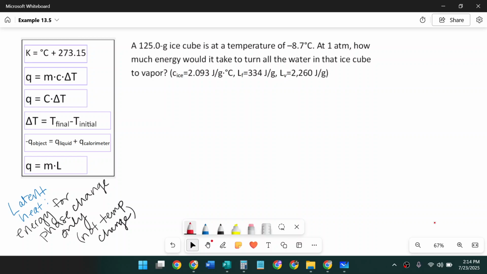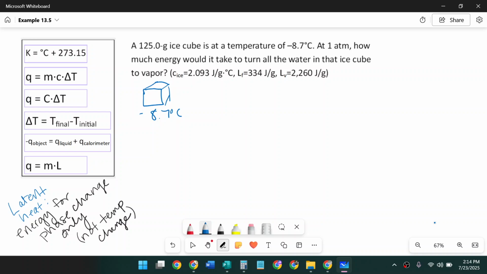They give us the latent heat of fusion and the latent heat of vaporization, so that we have all the default numbers that we need. So before we start, let's draw a picture of what's happening here. So we have an ice cube, and our cube is at negative 8.7 degrees Celsius.